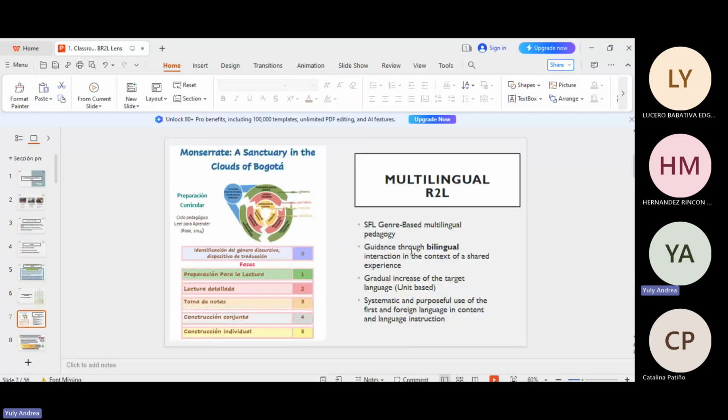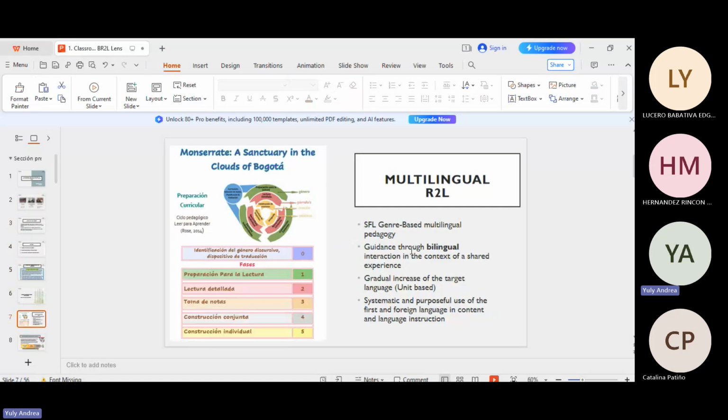So in terms of the multilingual or bilingual Reading to Learn in our context, there are some principles. The first one is that, of course, it is based on systemic functional linguistics. The idea is to guide our students through a bilingual interaction in the context of a shared experience. And I know that one of your research interests is classroom interaction, so this is a very important point in the bilingual Reading to Learn pedagogy.